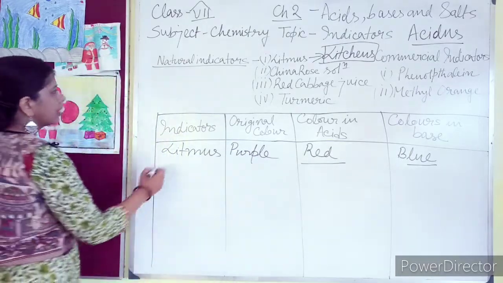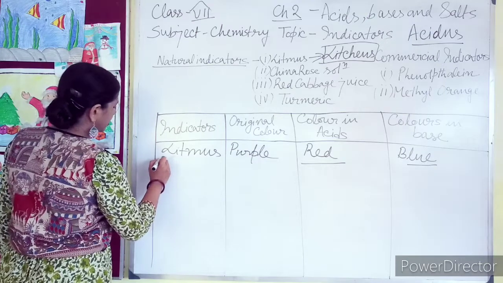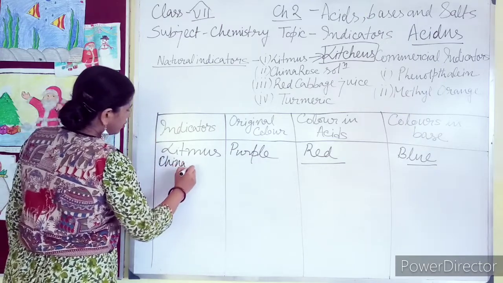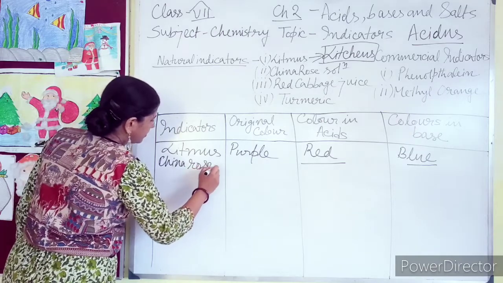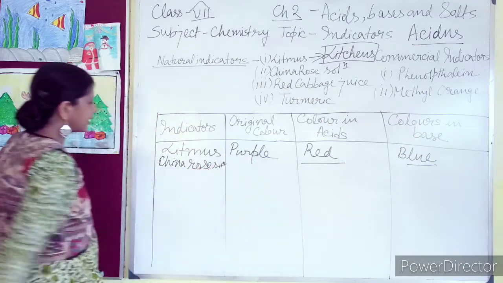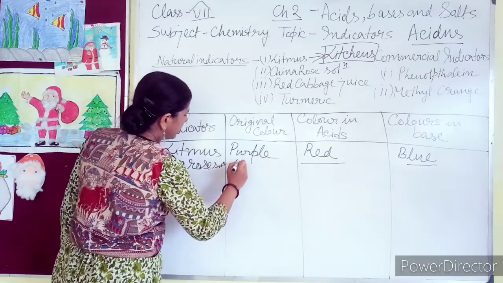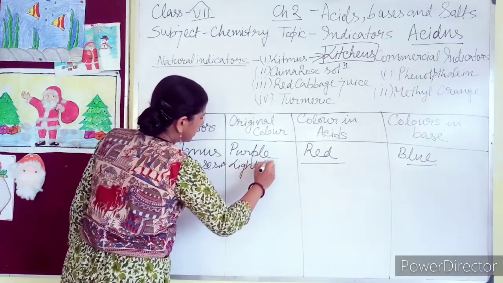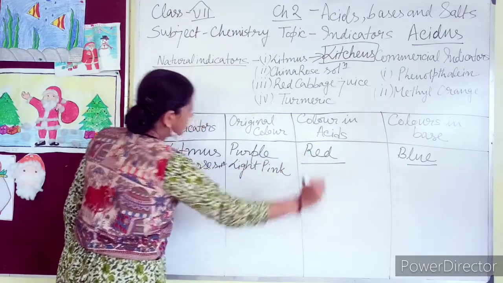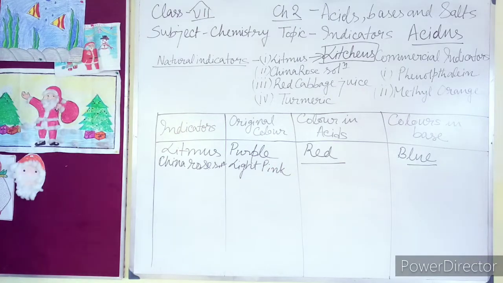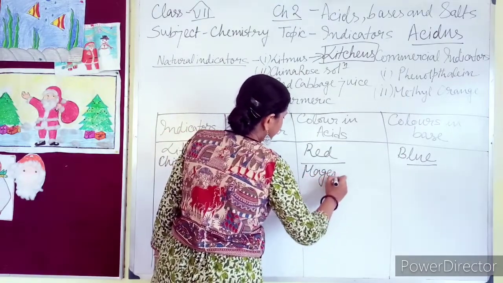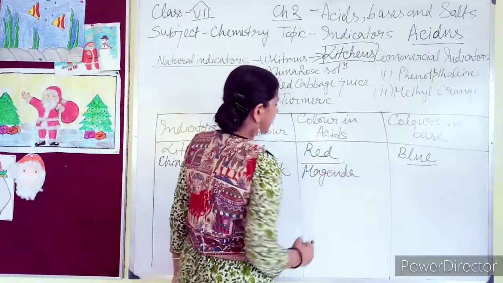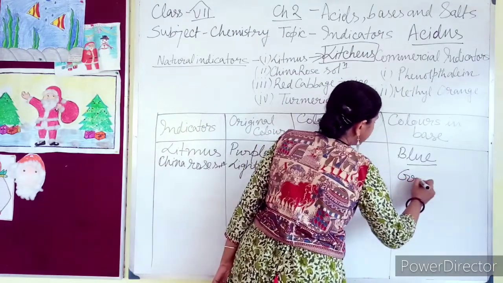Second one is China rose solution. The original color of this one is light pink. Light pink is the original color of China rose solution. In acidic solution, what is the color? In acidic solution it becomes magenta. And in base the color becomes green.